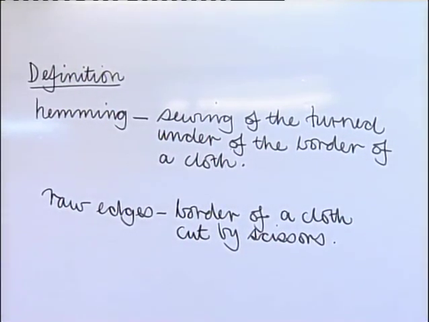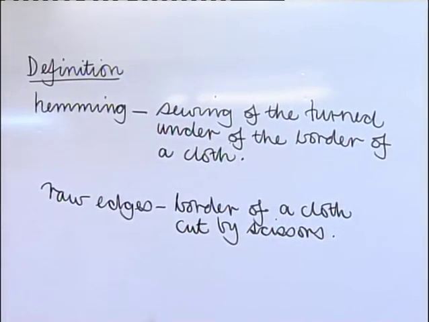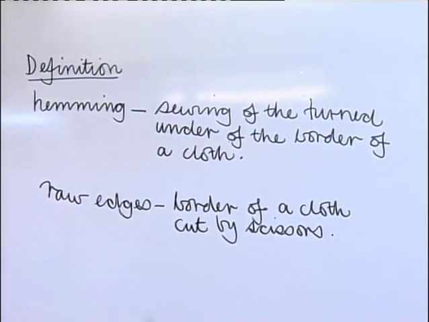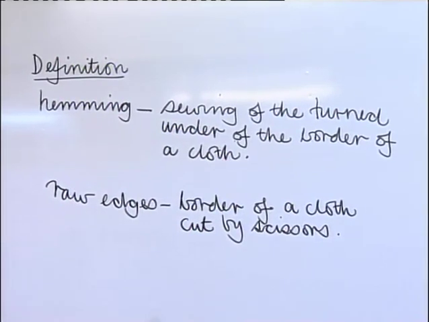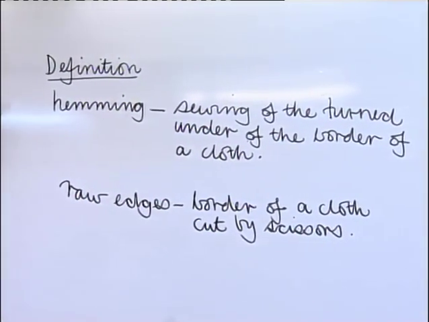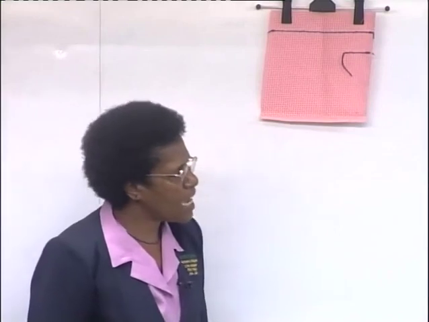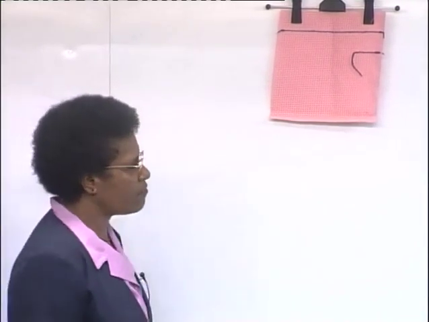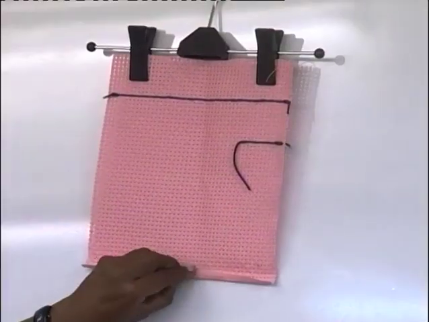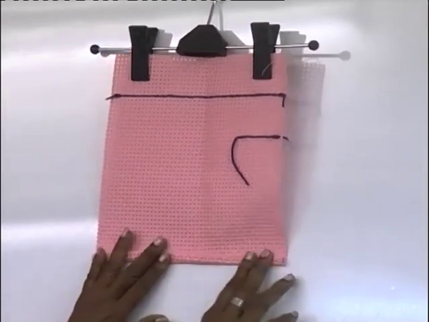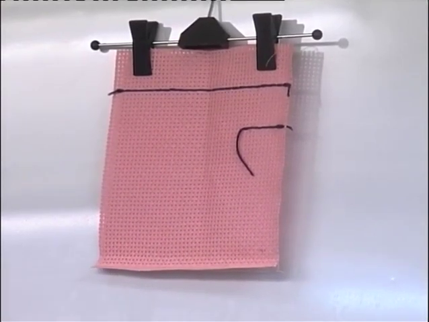Okay, hemming is there. It says sewing of the turned under of the border of a cloth. Now, these are the borders, examples of borders of a cloth. And here it says turned under of the border of a cloth. Now, this is actually turning it under. So when we talk about hemming, it's actually sewing of the turned under of the border of a cloth.